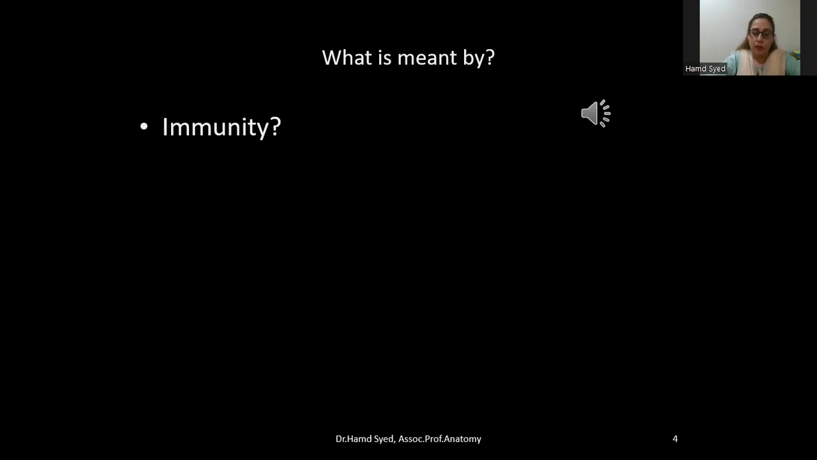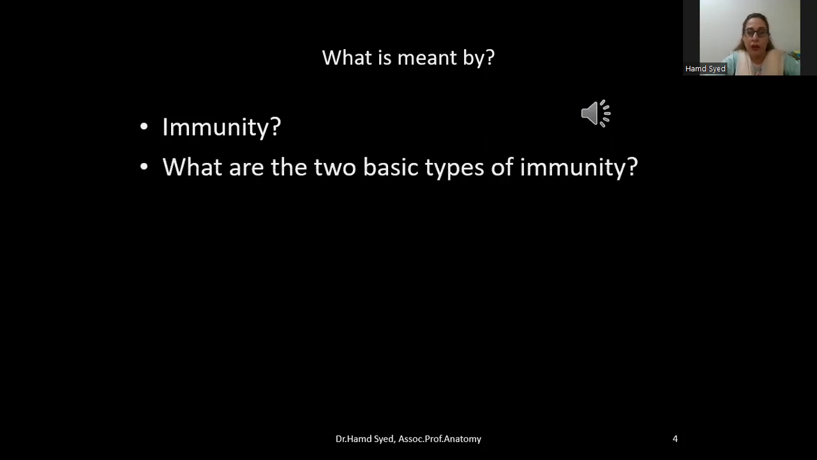The immunity of the human body is broadly classified into two basic types. These are the innate immunity and the adaptive immunity. First, let's talk about the innate immunity. Innate immunity is the non-specific pre-existing defense system of the body. It forms the first line of defense. And this includes many different structures.